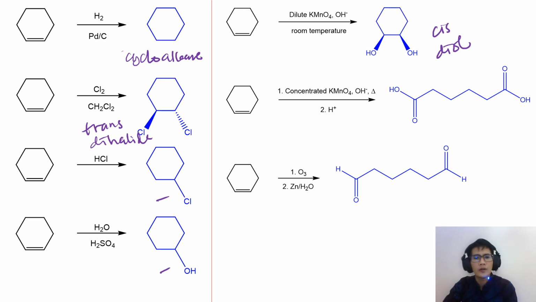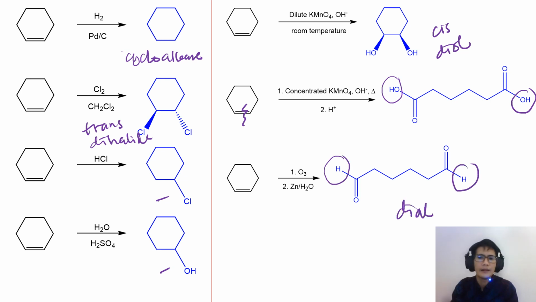And with the hot concentrated KMnO4, okay, hot concentrated KMnO4, it will oxidize to the highest oxidation state, so you will get the diacid over here. And as for the ozonolysis, it will remain as the dial. Okay, dial, which is the aldehyde. Okay. Next question.